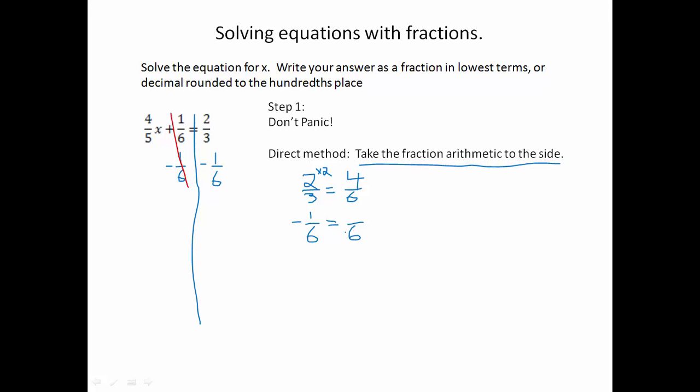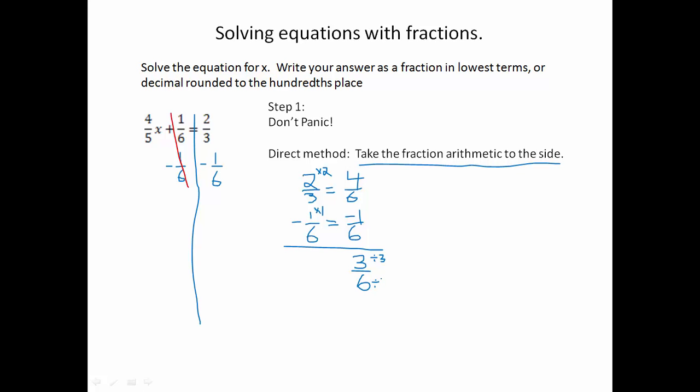6 goes into 6 one time, so negative 1 times 1 is going to give me another negative 1. And then 4 minus 1, when I do that subtraction, will give me 3/6. Now I ought to reduce this to lowest terms just to make my life easier, and since the top and the bottom are both divisible by 3, I'll go ahead and divide by 3 on the top and the bottom.